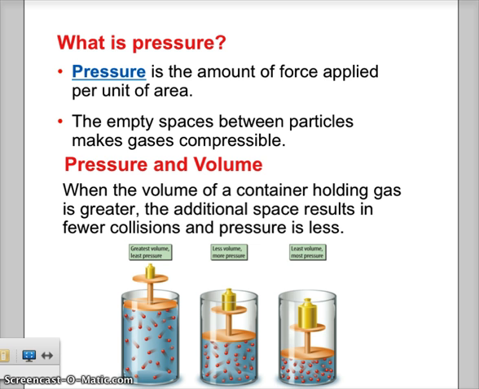So some ideas with pressure: as the force increases over a given area, the pressure increases. If the force decreases, the pressure will decrease. If the area increases, the pressure will decrease. And if the area decreases, the pressure will increase. So what you're going to see is that area and pressure are opposites. If you see the area getting larger, you're going to have less pressure. Now, force and pressure go hand in hand. You increase one, you're increasing the other.